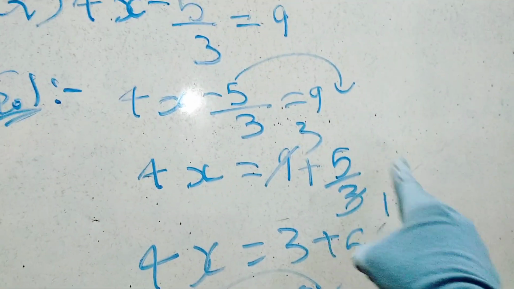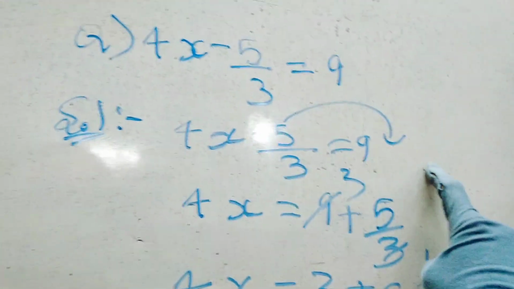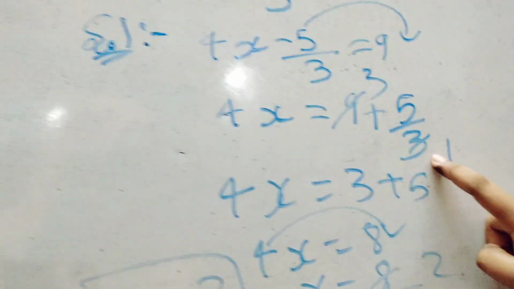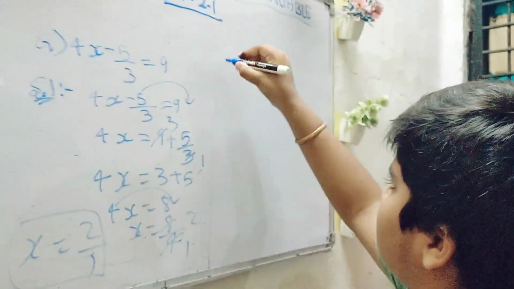you are shifting it to the other side. So here it will become what? Plus or minus? Yeah, plus 5 by 3. Okay, you do it, I'll tell you. You do it on the other side, then you will realize. Please give him another marker.